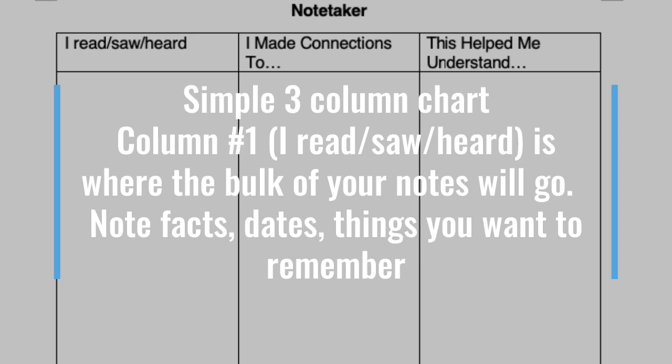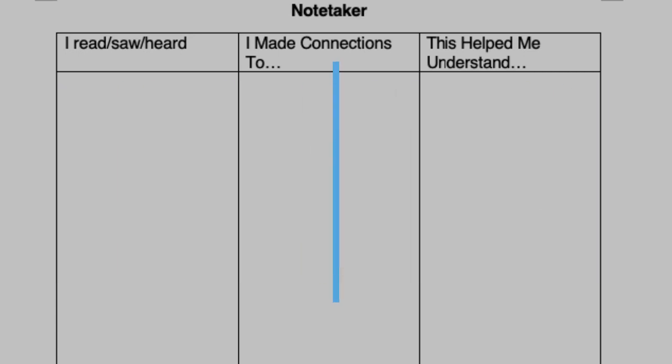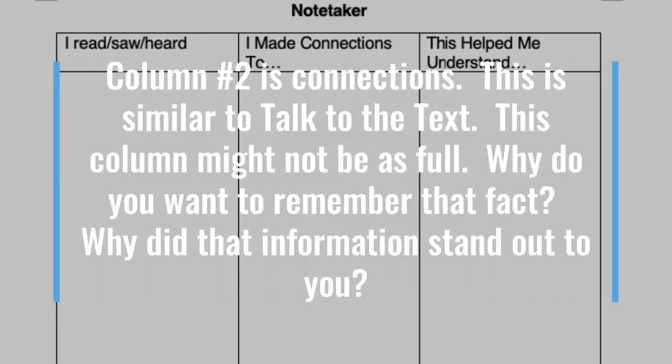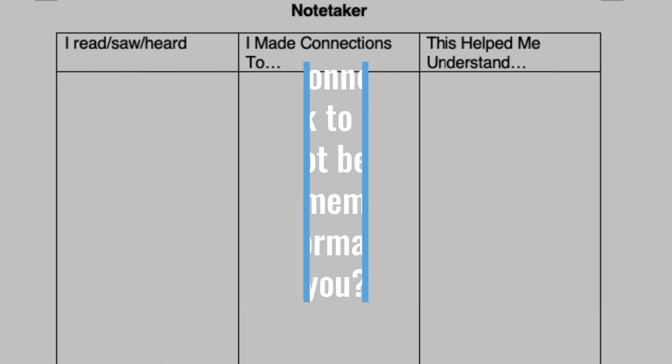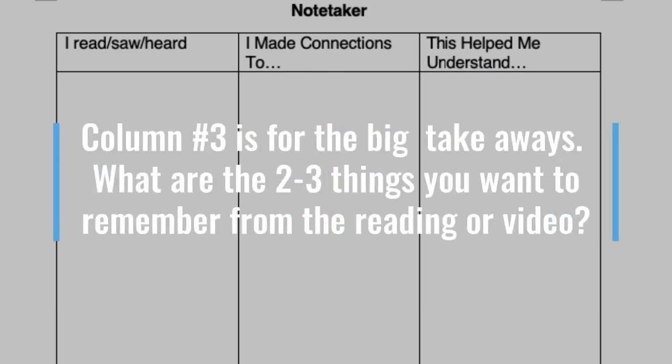Column 1, I read, saw, and heard, is where the bulk of your notes will go. Note facts, dates, and things you want to remember. Column 2 is connections. This is similar to talk to the text. This column may not be as full. Why do you want to remember that fact? Why did that information stand out to you? And column 3 is for the big takeaways. What are the 2 to 3 things you want to remember from that reading or that video?